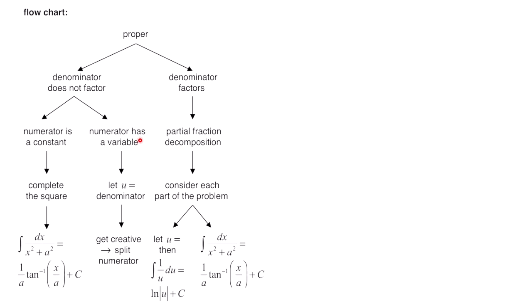If the numerator has a variable, you're going to let u equal the denominator, and then I call it getting creative, and you're going to split the numerator up and then integrate the following fractions. If the denominator factors, then you'll do partial fraction decomposition, and then you can consider each part of the problem. Either you'll let u equal the denominator, then you'll have something of the form the integral of 1 over u, which is ln absolute value of u, or you'll have something of the form 1 over x squared plus a squared, where you can again use the formula 1 over a tan inverse x over a.